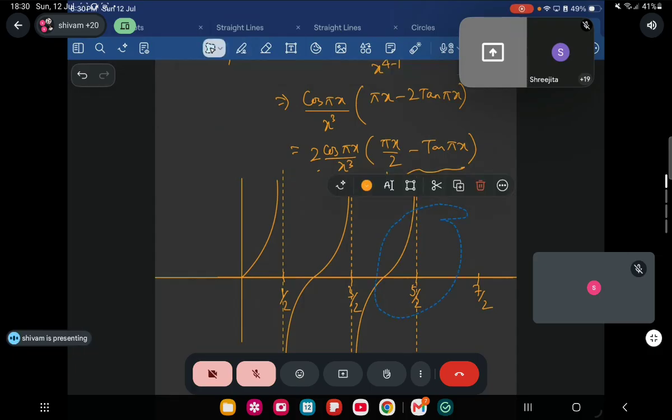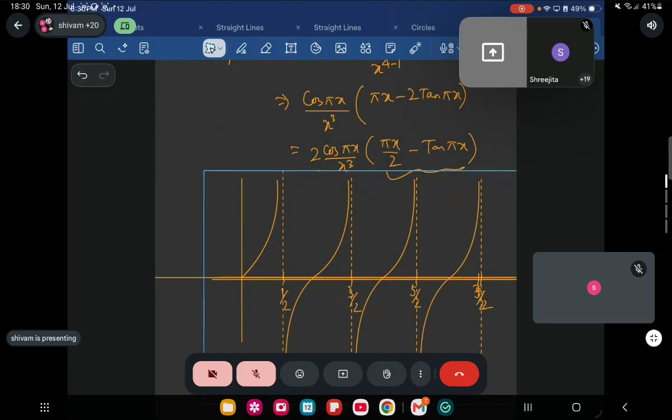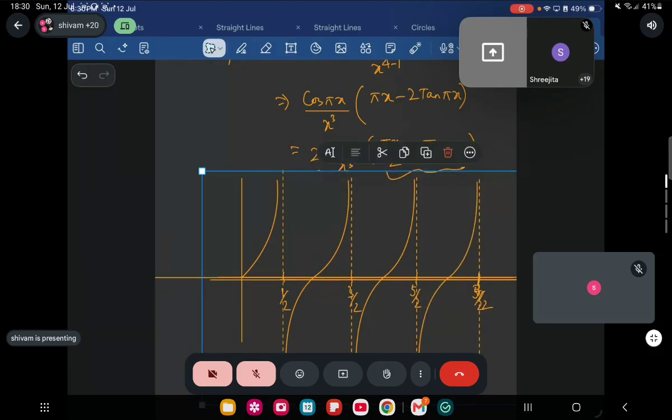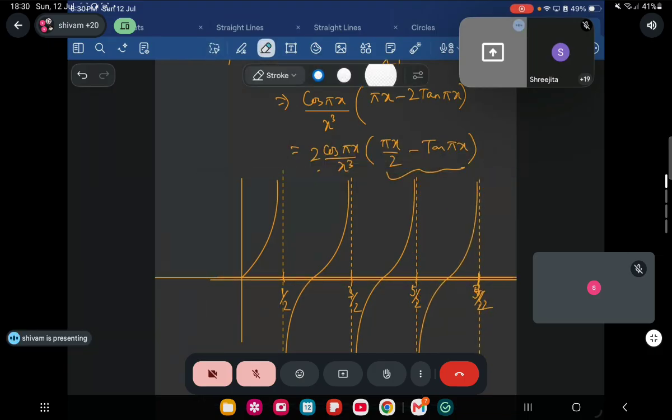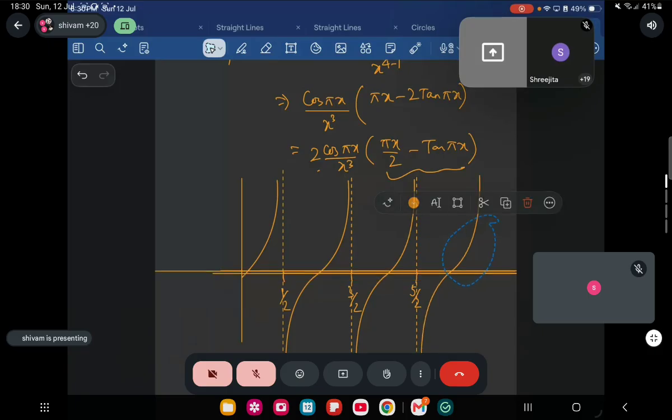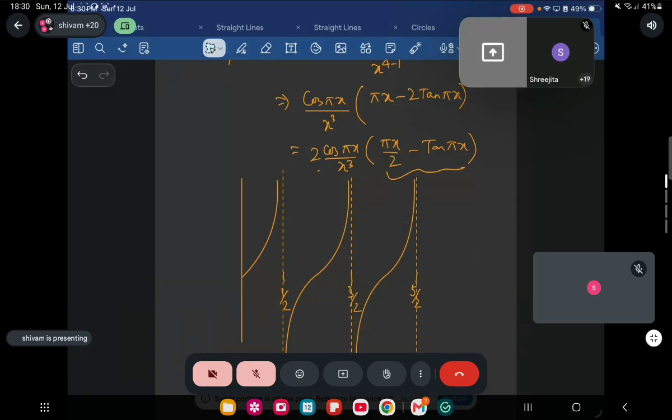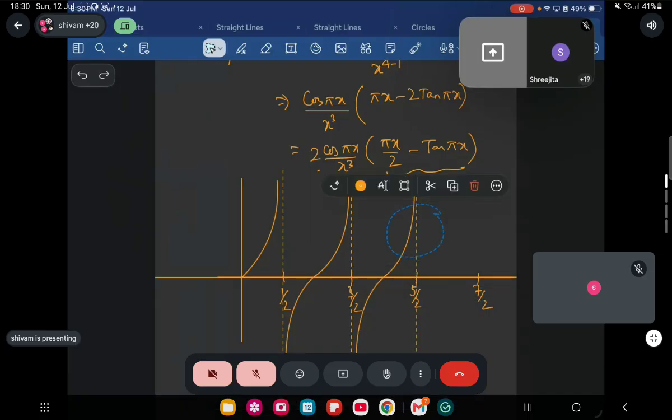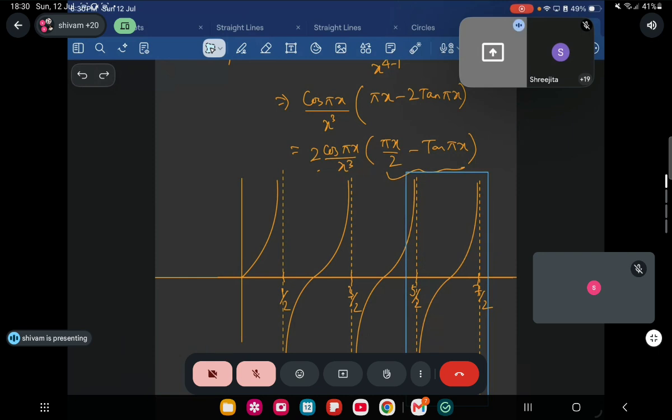Tell me up to this much. It's fine, I guess. Okay, so I've drawn the graph. This is how the graph is going to look. Is it clear to everyone? Next, I'll find out the critical points.